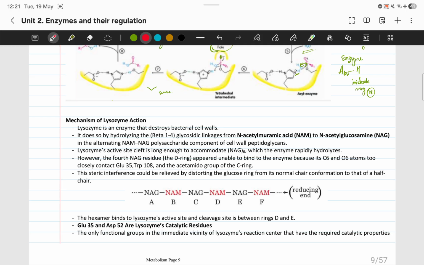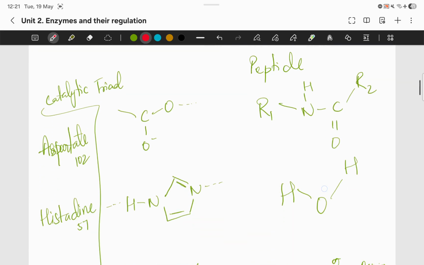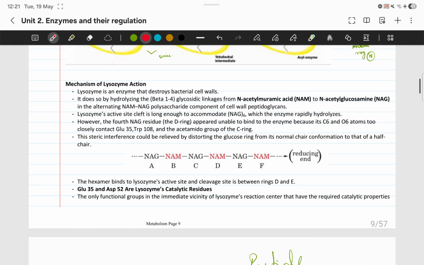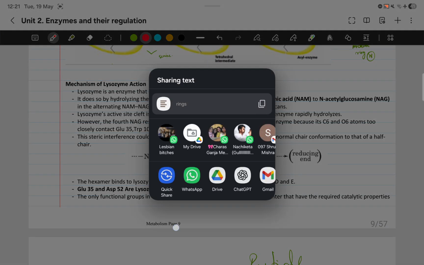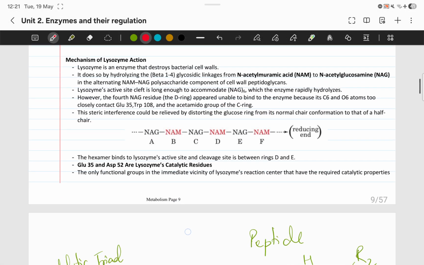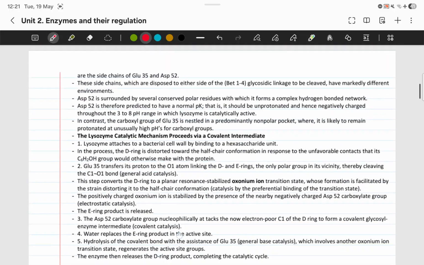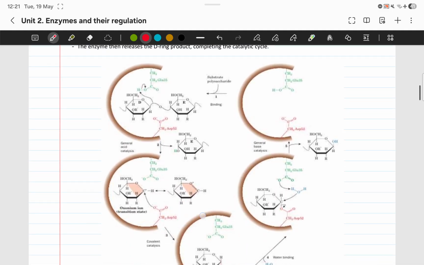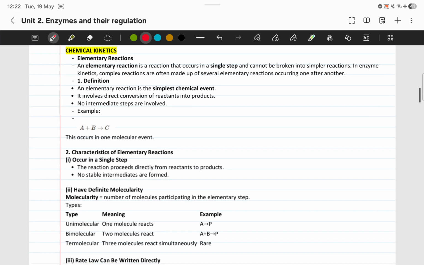Lysozyme's active site cleft is long enough to accommodate NAG6, which the enzyme rapidly hydrolyzes. However, the fourth NAG residue and the D ring, I don't understand this. So NAG, NAM, NAG, NAM, NAG, NAM, reducing end.